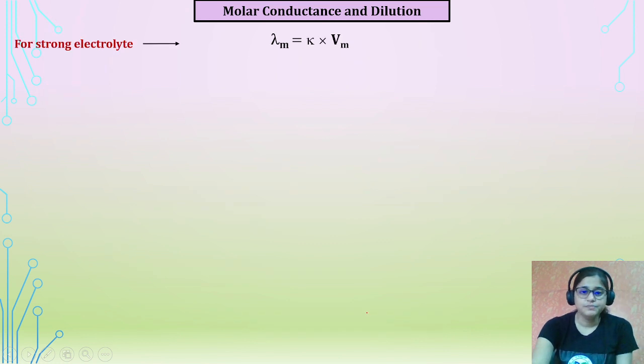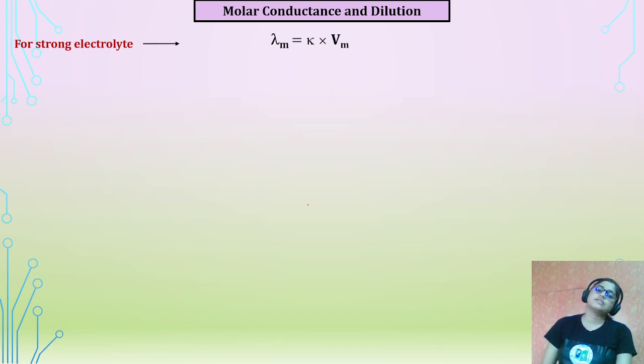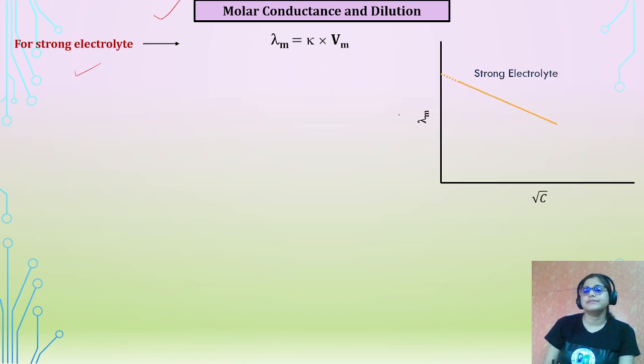Fine. Now the molar conductance and dilution again, for strong electrolytes. There we will study one graph of how molar conductance actually changes with dilution. We previously said that for both strong and weak electrolytes, the molar conductance increases with dilution, right? We have just read about it. So it will increase obviously, but what will the graph look like? The graph will look like this for strong electrolytes.